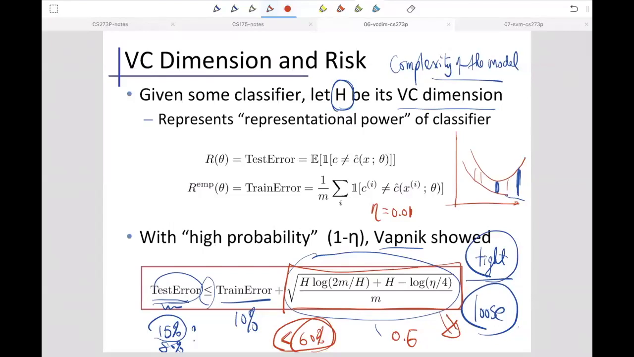Professor, how is the term eta calculated here? Is that dependent on the model, or how does that come into the picture?